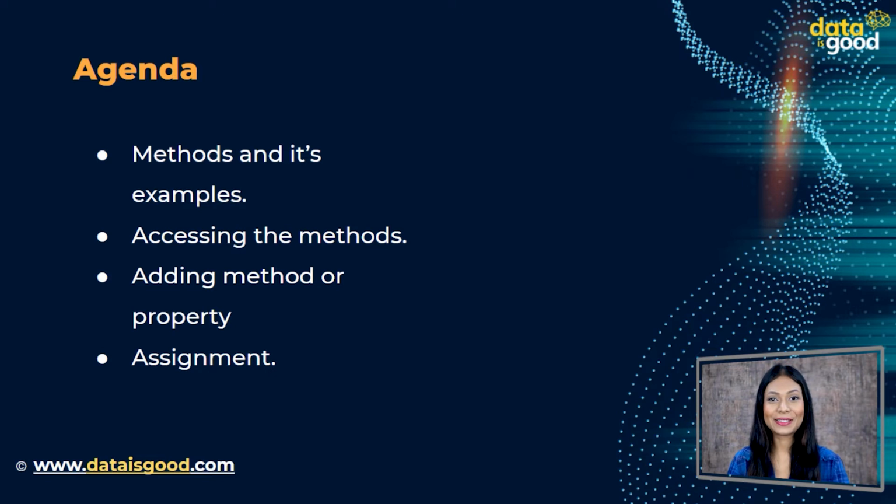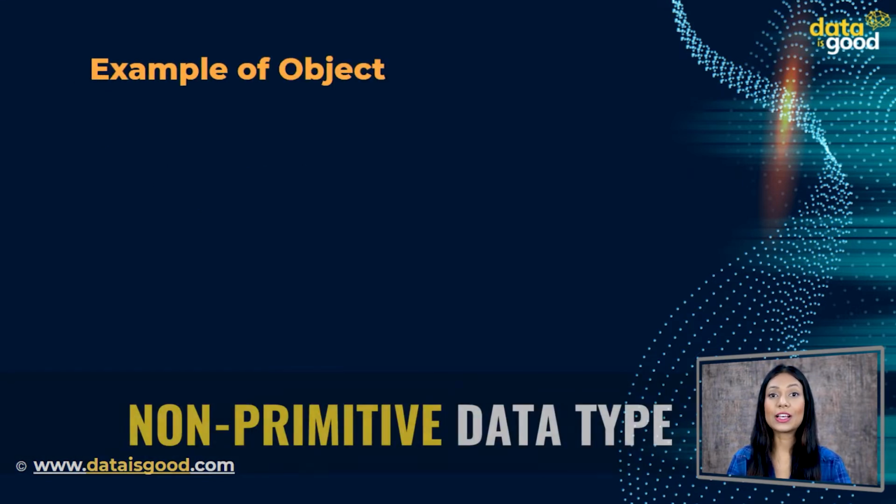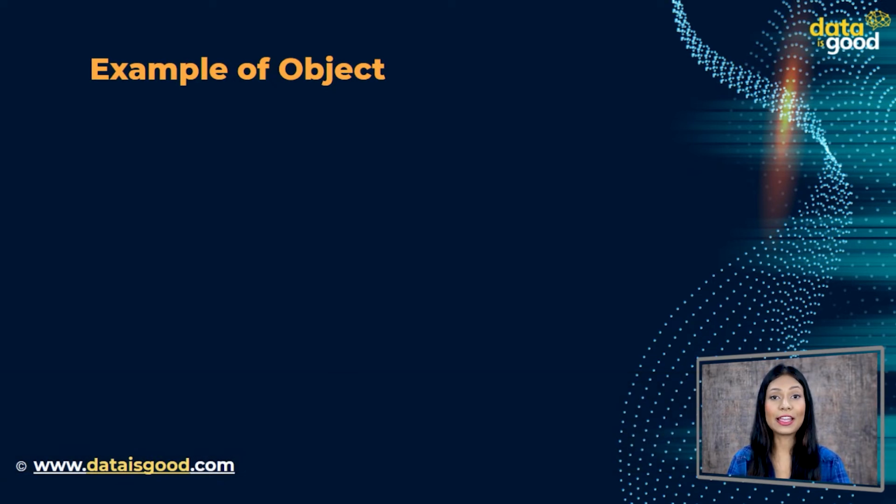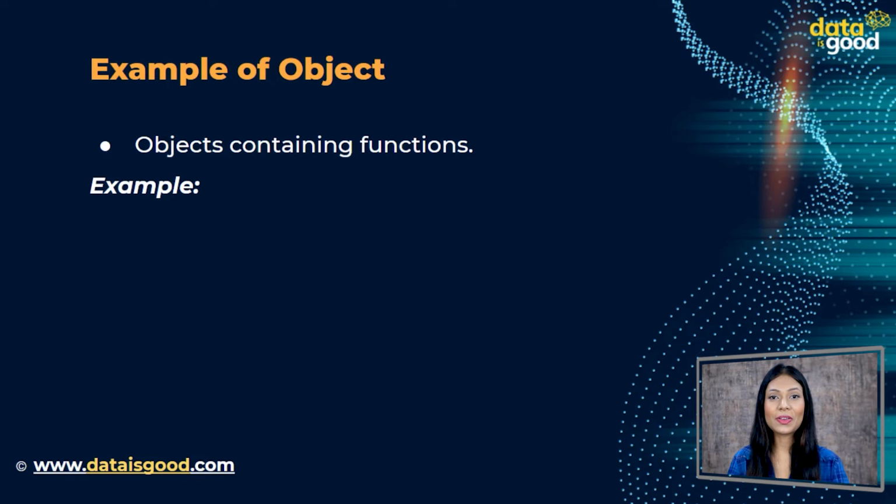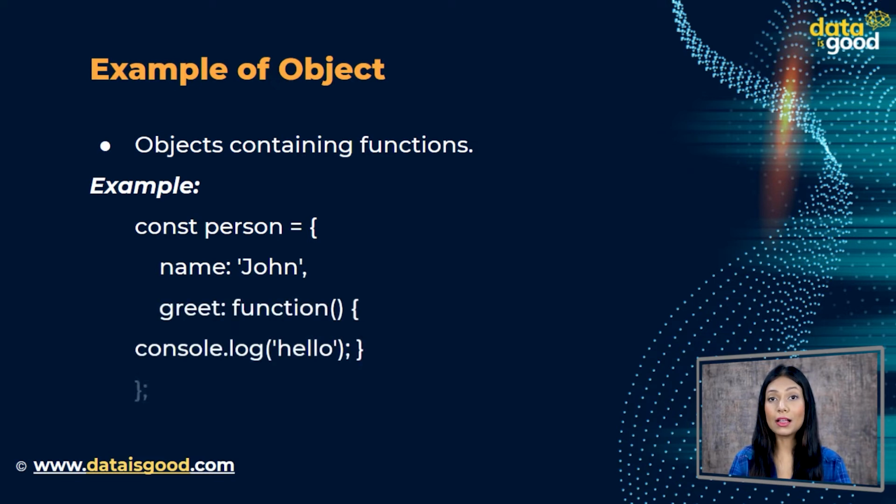Let us get started. As you know, object is a non-primitive data type which allows you to store multiple collections of data. And you know how we declare it. Now, let us learn what the methods of object are. Methods are nothing but objects containing functions. Let us see an example. Here it is on your screen. Here we have declared an object having two keys. First is the name and the other is greet. And the greet key has a function with a hello message.